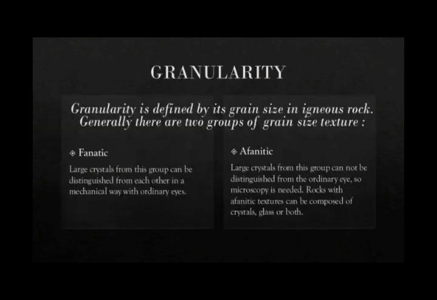The second is granularity. Granularity is defined by the grain size in igneous rock. Generally, there are two groups of grain size texture. First is phaneritic. Crystals from this group can be distinguished from each other with the ordinary eye. Second is aphanitic. Crystals from this group cannot be distinguished with the ordinary eye, so we need a microscope. Rocks with aphanitic texture can be composed of crystal, glass, or both.